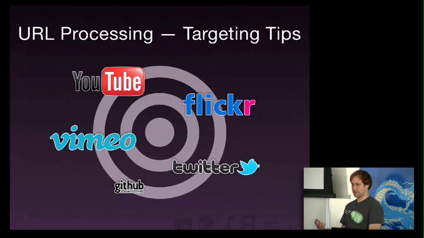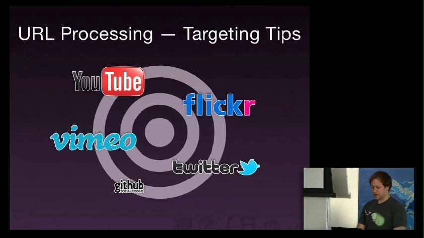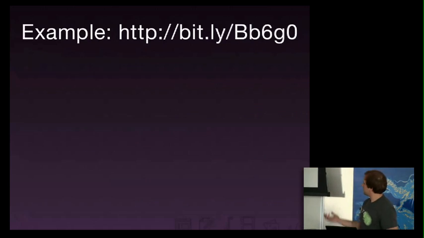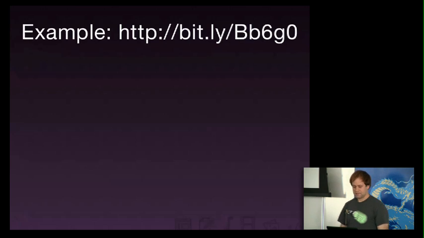Things that you can tip, and these are all popular services people are publishing on, and they have really good APIs for us to hook into. So I wanted to go over an example, the hard example, the Bitly one. If you copied a link off of your Twitter stream and went to tip it, you would give this to us, and we would now have to start doing some processing on it.